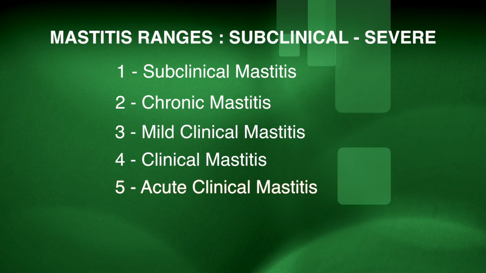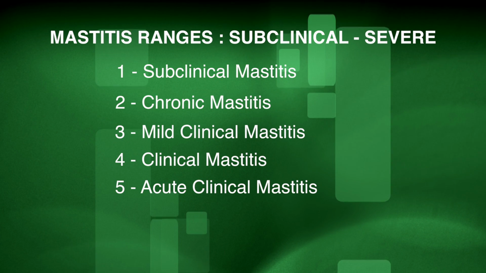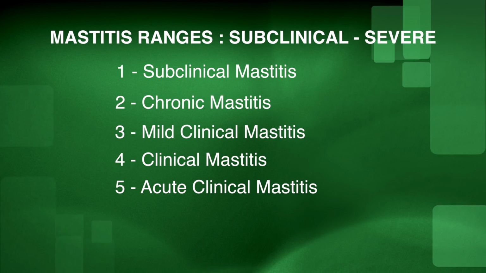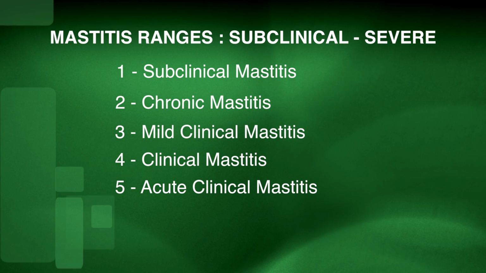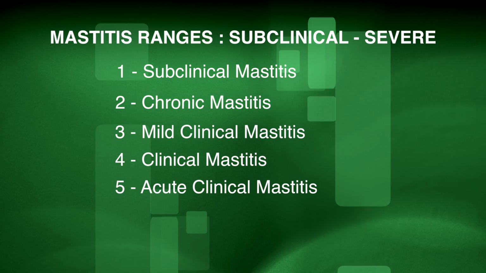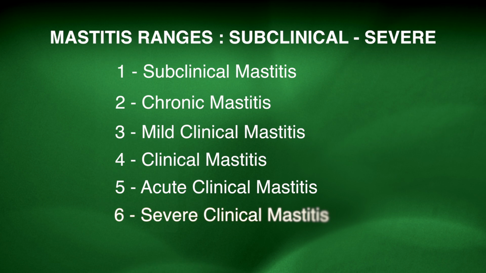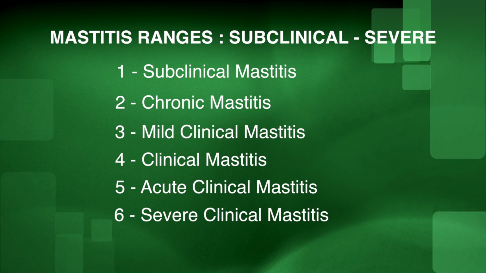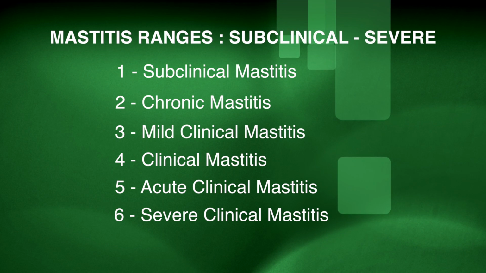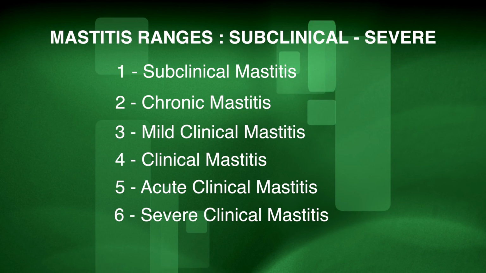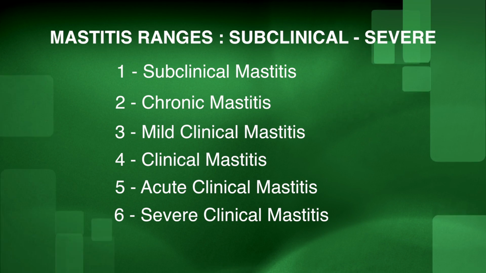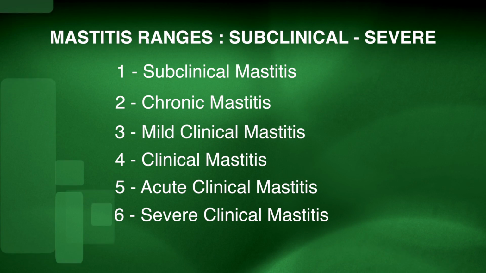5. Acute clinical mastitis. Cow may or may not be sick with high temperature. Udder will be hot, swollen and sore to the touch. Clotted milk may contain blood. 6. Severe clinical mastitis. Cow is extremely sick. Some cases are fatal. The udder may become gangrenous, black in colour. Milk is watery, clotted and contains blood.